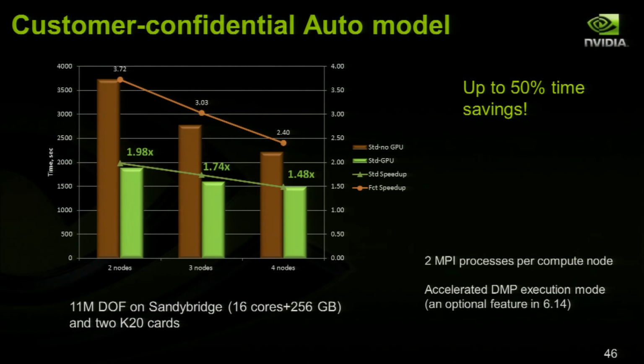So this is, again, a customer case, but we can't reveal the name of the customer. But this is relevant to the automotive industry. And this study was done on 2 nodes, 3 nodes, and 4 nodes, and you can see how the CPU is scaling. And when you add a GPU, you can also see how the GPUs are scaling. So this shows how you can reduce your simulation times for a model like 11 million degrees of freedom. So this model is pretty big.